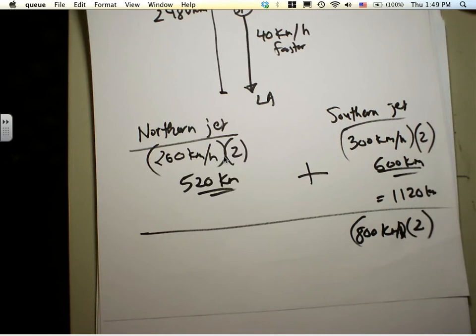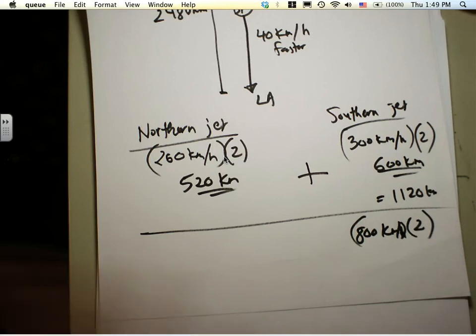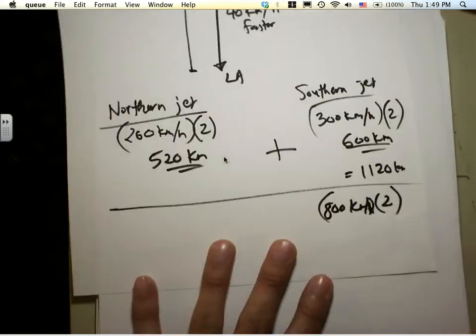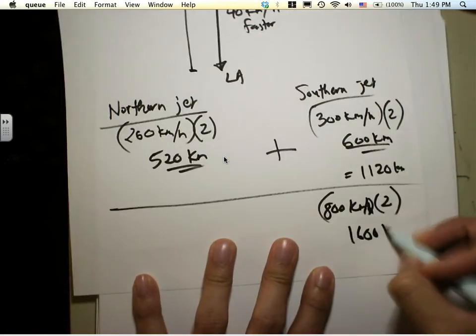Times it by 2. How far did it go? If it's going at 800 kilometers per hour, 1,600 kilometers, right?